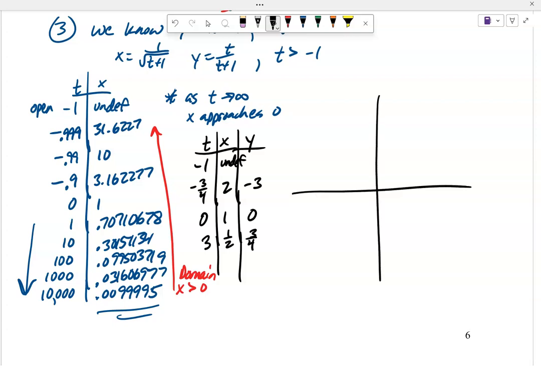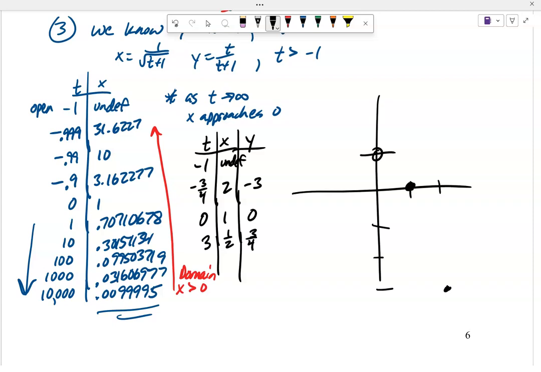And then of course we can graph this thing. So we got 0, 1. I'm not hitting that. I hit 2, -3. 1, 0. So maybe I should draw this a little better. One, 0, 2, -3. I got a half, up 3/4.